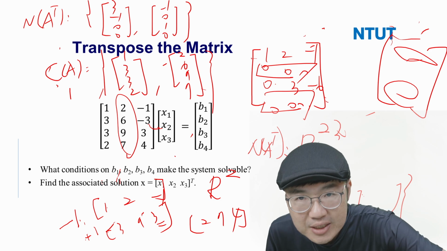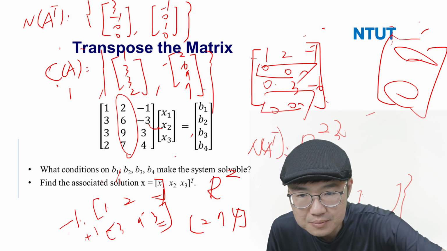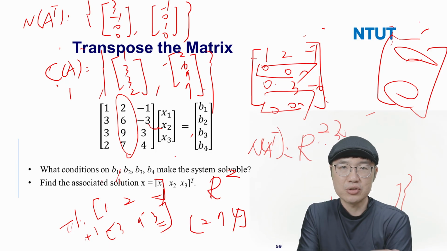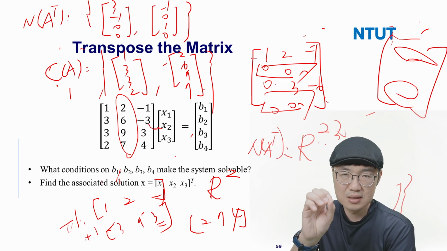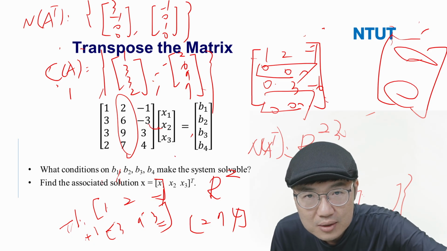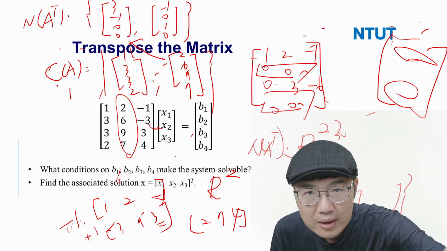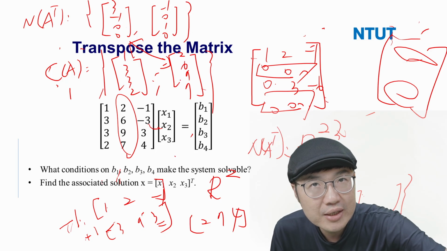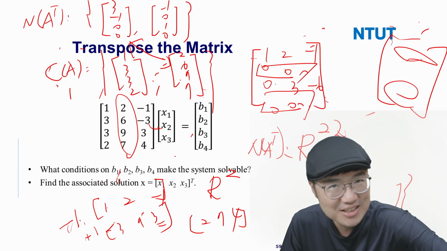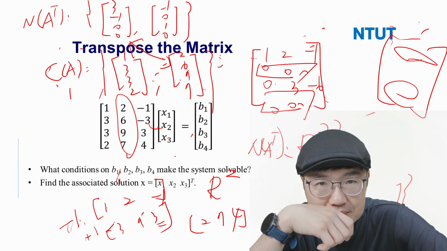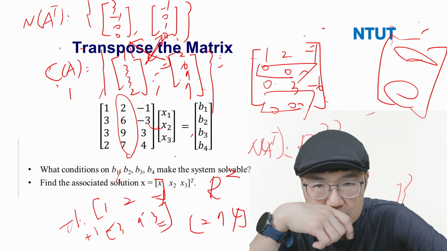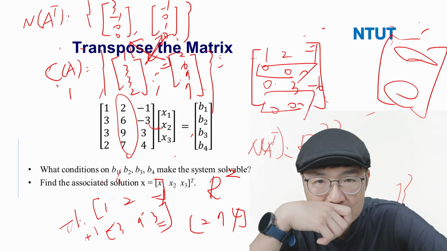So 3 times 1 plus minus 1 times 3 plus 0 times 3 plus 0 times 2 is a perfect 0. Next, how about this? If I find the inner product between them, 3 times 2 plus minus 1 times 6 is also 0. Next, this minus 1, 0, 1, 0 times 1, 3, 3, 2 is also, again, 0.